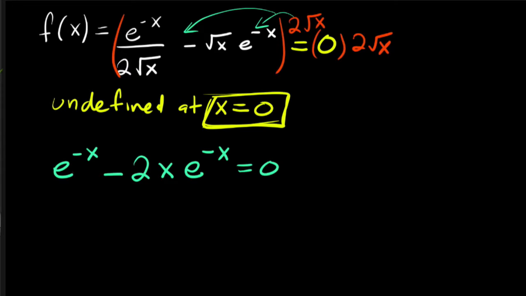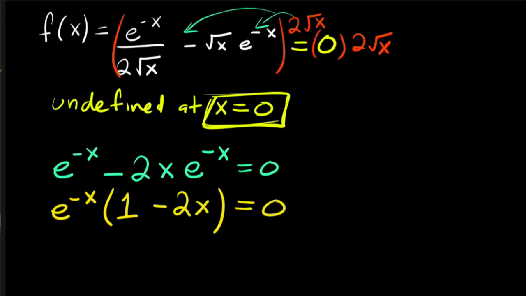Okay, now the next thing, I need to get rid of this e to the negative x, so why don't I just factor it out? And then what I would have left over is the 1. Make sure you don't forget the 1, the placeholder for this term. And then minus 2x equals 0.